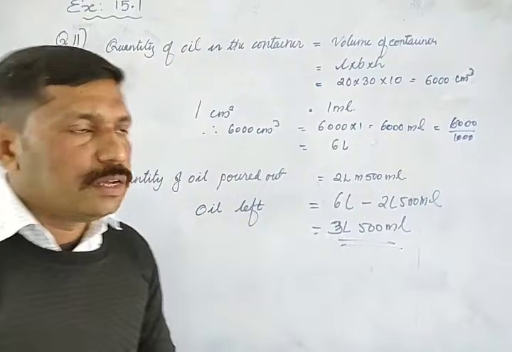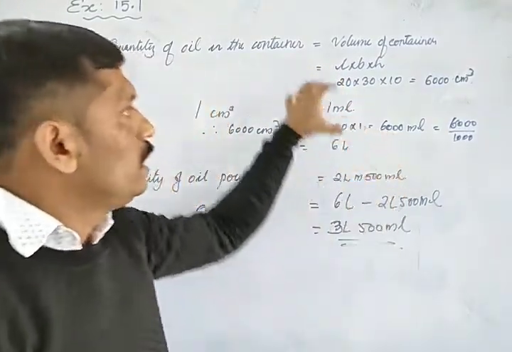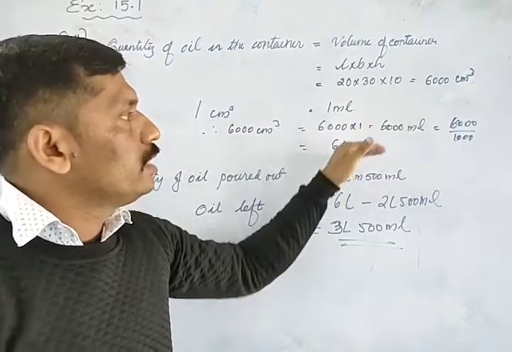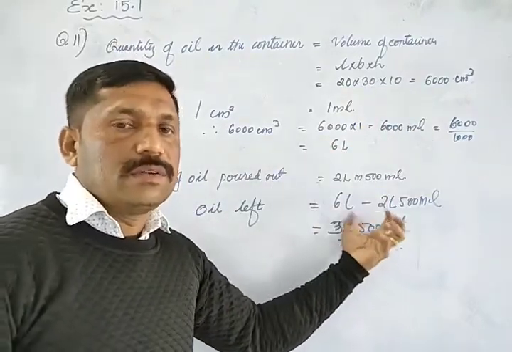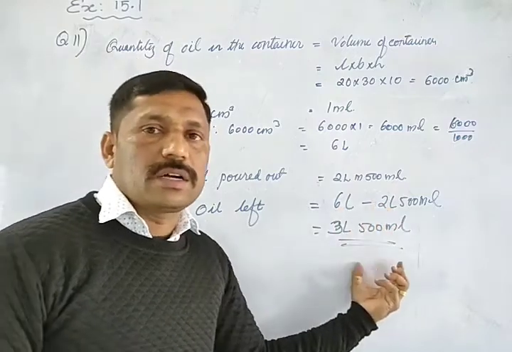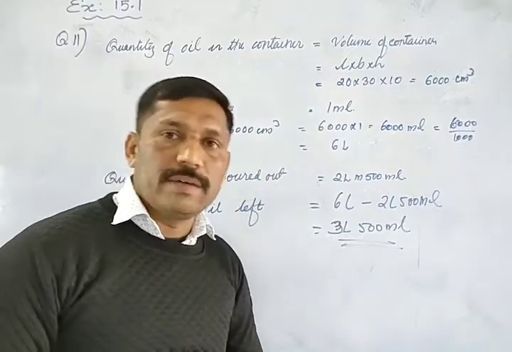So students, here in order to know how much oil is there in the container, we found out the volume of the container. Then that centimeter cube we changed to liter. Then from this we subtract the quantity of oil taken out. Then we got the oil left.